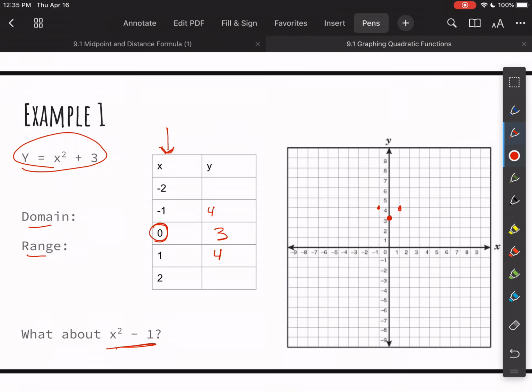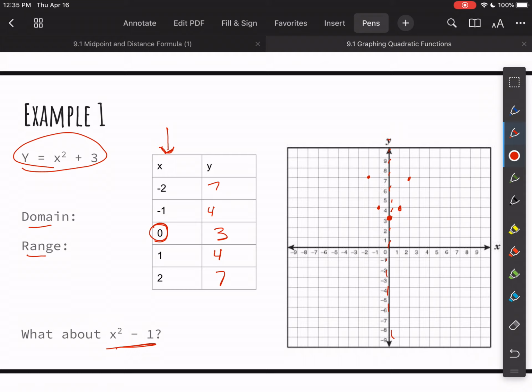Okay, then we're going to plug a 2 in. 2 squared is 4, plus 3 is 7. Negative 2 squared is 4, plus 3 is also 7. So at negative 2 we're at 7, and at positive 2 we're at 7. Okay, so notice here we have this graph that has symmetry through the y-axis. All right, so that means that the graph's going to show up the same on either side, with a vertex here at 0, 3.